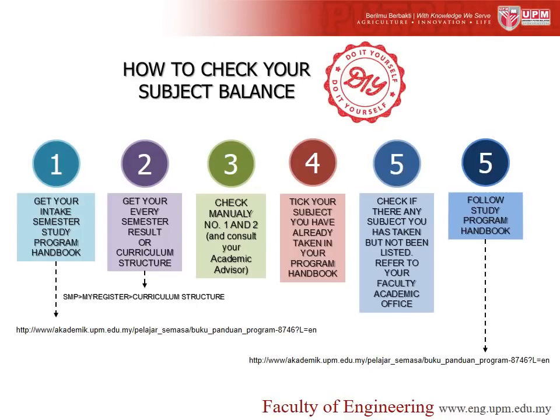To check your subject balance, or to know what subjects you need to take, you have to refer to this process. But please make sure that every semester that you are enrolled, you get your results and curriculum structure to refer to. Always ask for the curriculum structure from the department, and then check manually with your program handbook as well as the curriculum structure, because the offering of the courses may change from semester to semester. And please consult your academic advisor as well.